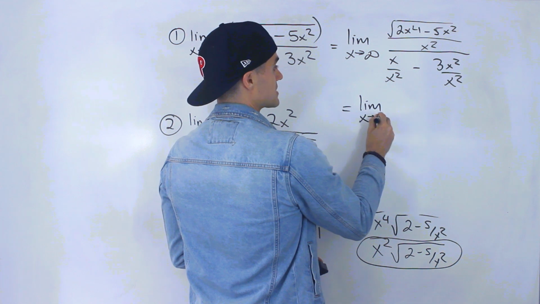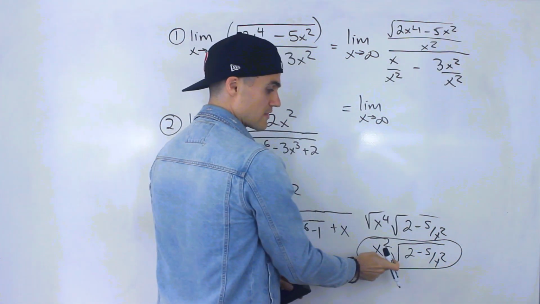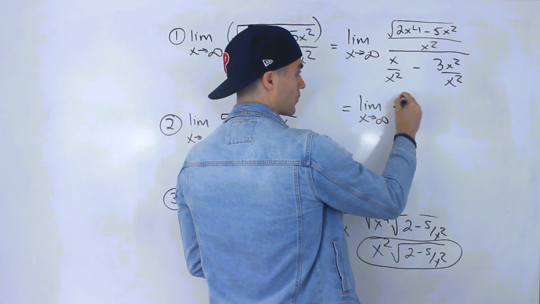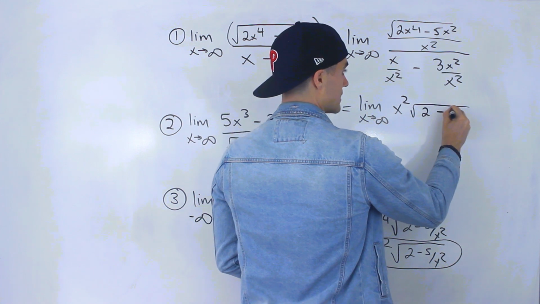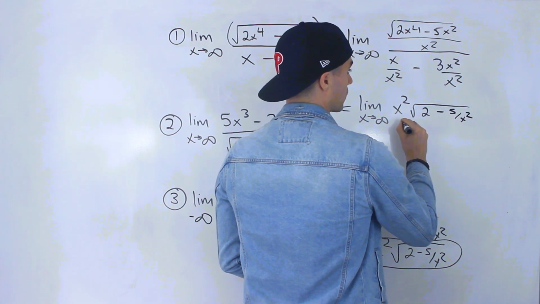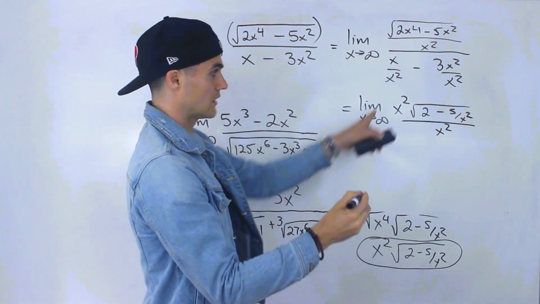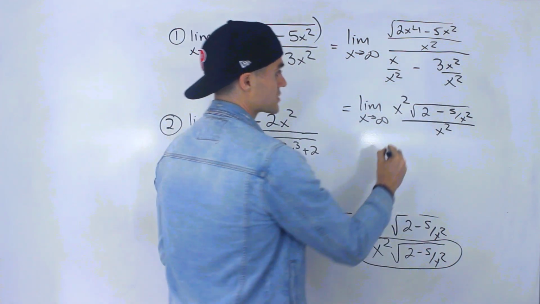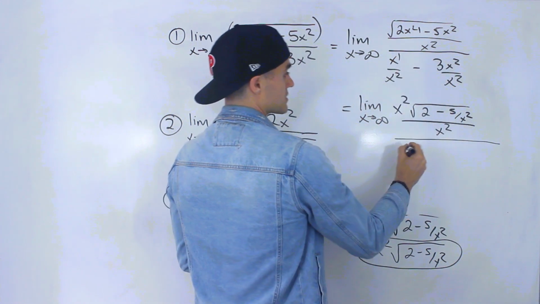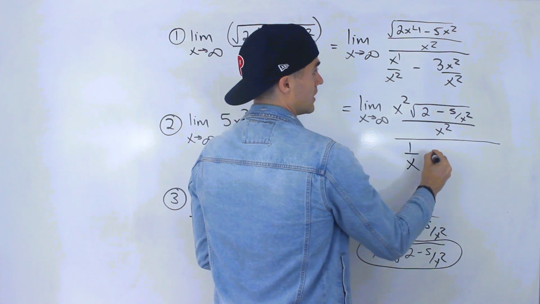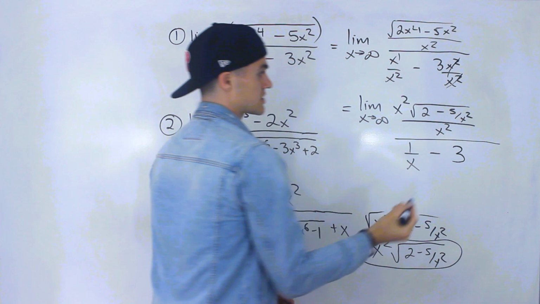is we'll have the limit as x approaches infinity. Instead of writing this square root, I'm going to write that final result, where we have x squared over 2 minus 5 over x squared. And remember, we're dividing all of this by x squared. So that entire numerator, we're dividing by x squared. Over, let's simplify these here. So x to the 1 over x to the 2, that's just 1 over x. Minus x to the 2 over x to the 2, those cancel out. And we're just left with a 3 there.